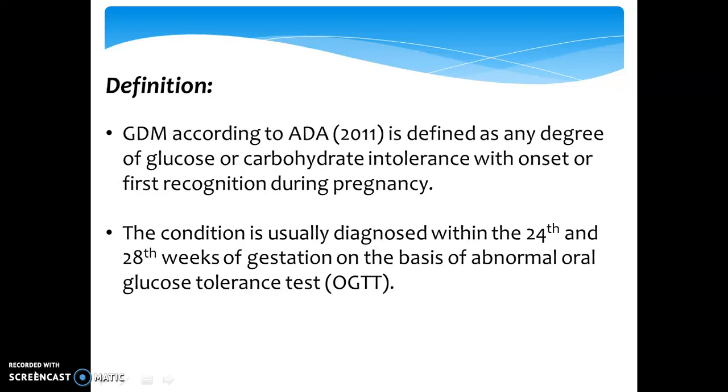Definition. Gestational diabetes mellitus, according to the American Diabetes Association, is defined as any degree of glucose or carbohydrate intolerance with onset or first recognition during pregnancy. This condition is usually diagnosed between the 24th and 28th weeks of gestation on the basis of abnormal oral glucose tolerance test.